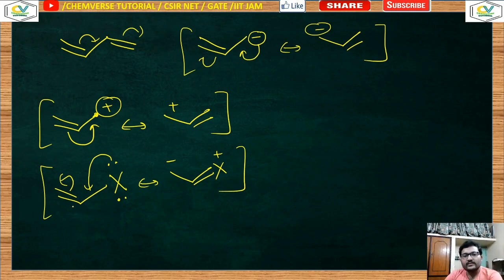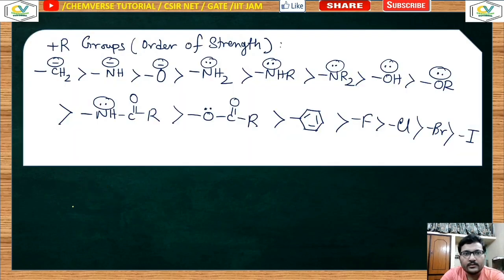So these are all the possible cases where resonance occurs, and in all cases the condition is maintained: the orbitals are parallel and there is planarity in the molecule. So this is how resonance or conjugation happens. Okay, now let's move on to our plus R and minus R groups.